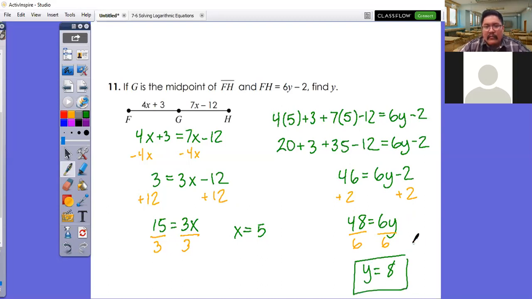So there we go, we found y. So we found x and y. In this case, y was the main thing we were looking for, but we had to find x first. And I'm gonna go ahead and skip back to the next thing. And I think we can go ahead and do this one kind of quickly.